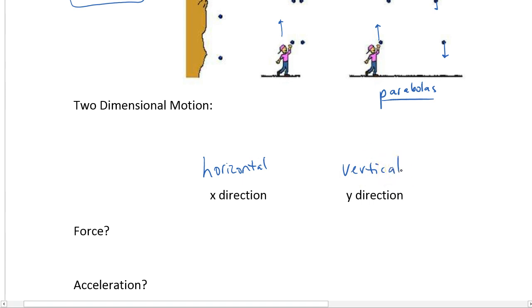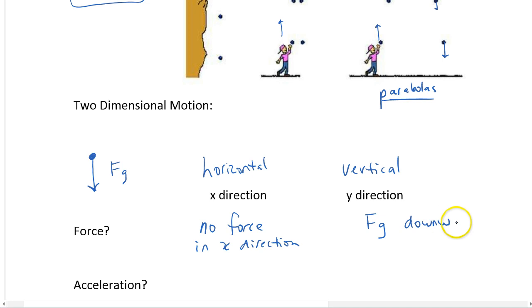So let's consider this last one. First of all, the free body diagram for all these looks like that, force of gravity. So is there a force in the x direction? No, there's nothing. No force in the x direction. And in the y direction there is an Fg downward all the time. So this is in every example of a projectile.